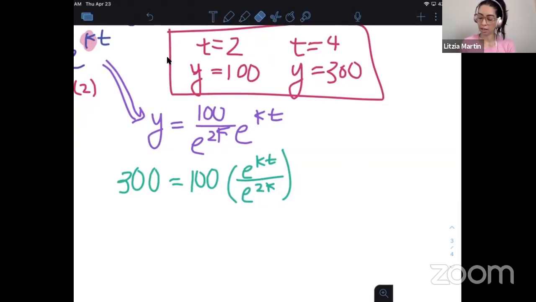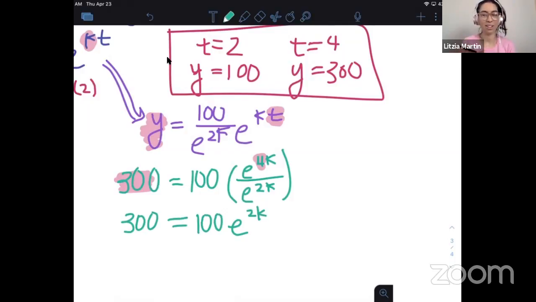Because I forgot to plug in t. So this becomes 4k. So I plugged in this t value and this y value, 4 and 300. And from here, then we can just easily subtract, because we have the same base e. So it's just going to be 4k minus 2k, which is 2k. And now that looks a lot neater and easier.